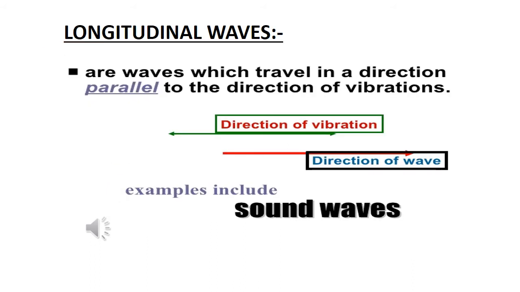Okay, now come toward the longitudinal wave. Basically, it is the second type of wave, and these are the waves which travel in a direction parallel to the direction of the vibration. Basically, they are not perpendicular to each other. When the direction of the vibration and the direction of the wave are in a parallel direction, it means that they produce the longitudinal wave.